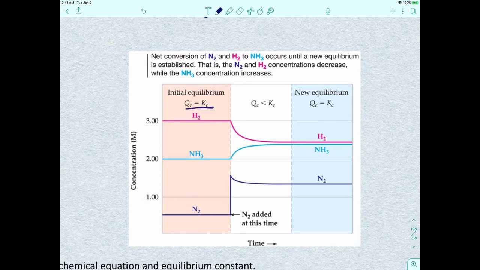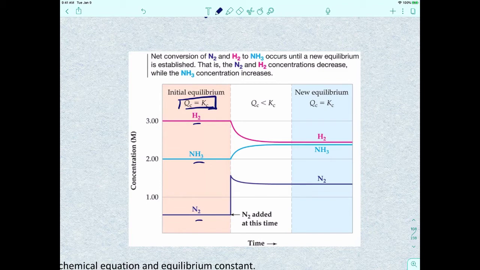Initially we're at equilibrium. Let's say the reaction started with no concentration of NH3. We have H2 and N2, and if they react, we get to equilibrium. So this is where we're at. The pink, or peach, area is where we're at equilibrium right now, meaning the reaction quotient Qc is equal to Kc. Here's our concentration of H2, at 3 molar. The concentration of NH3 is 2 molar, and N2 is 1 molar.